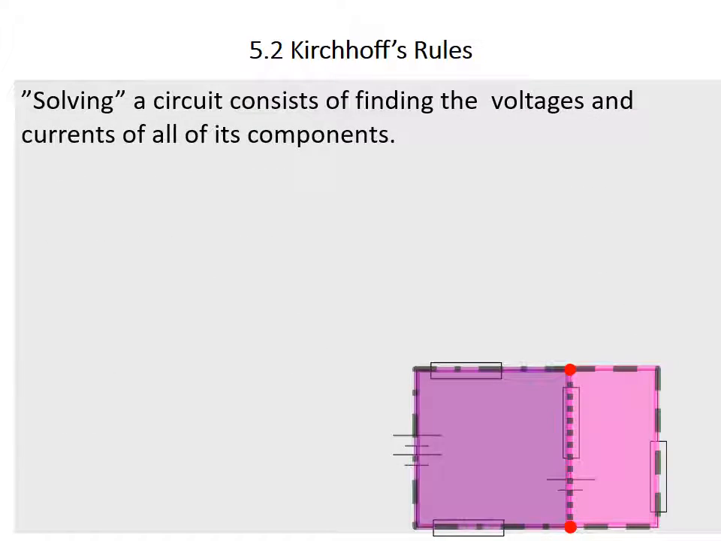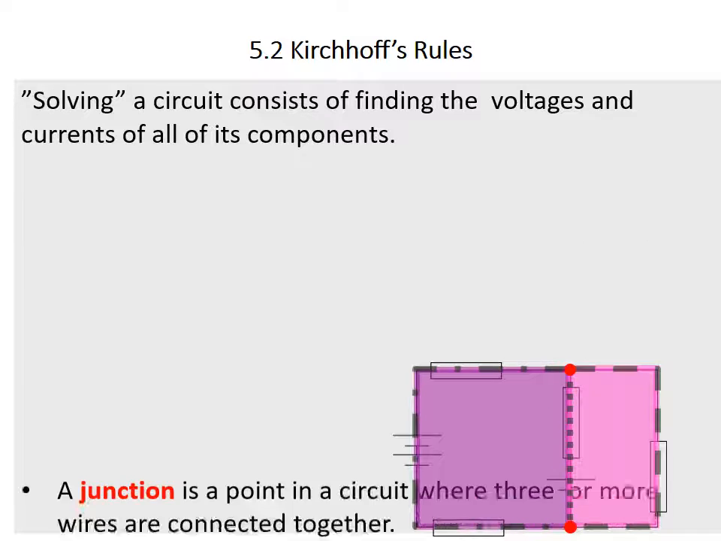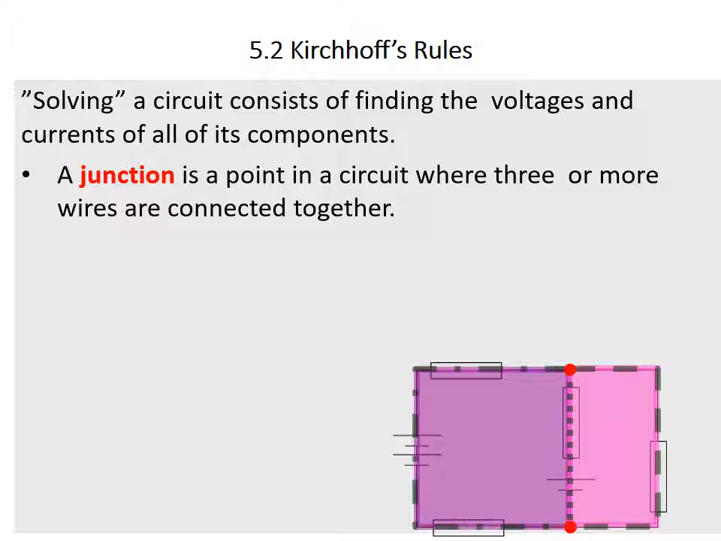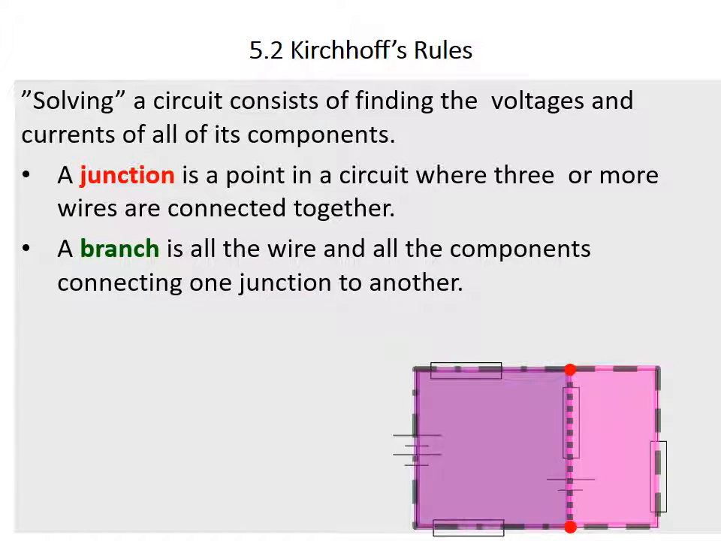Solving a more complicated circuit like this consists of finding the voltages and currents of all of the components in that circuit. So just so we're clear, a junction is a point in a circuit where three or more wires are connected together. The two red dots on the circuit are the junctions. A branch is all of the wire and all of the components connecting one junction to another. So this is a branch. This is a branch in green in the middle, and this is a branch right here. 3 branches in this circuit.